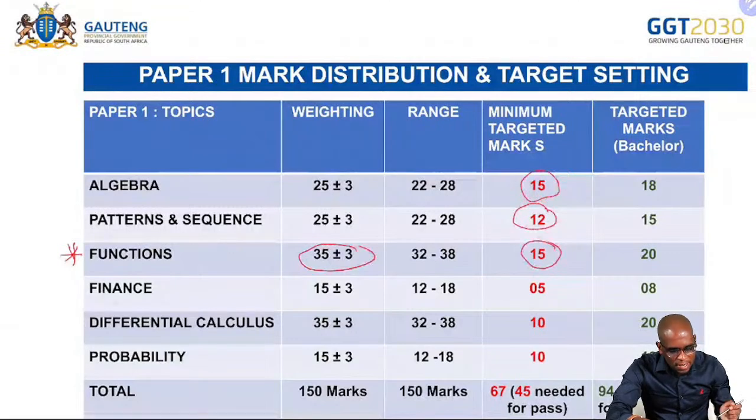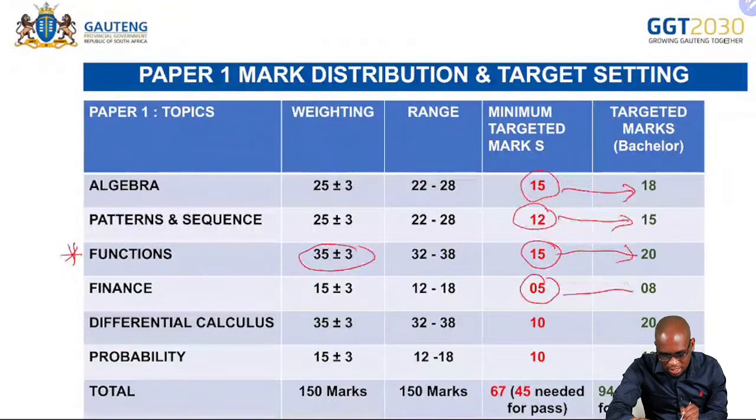And then we have finance, 15 with a variance of 3, which means that it would range between 12 and 18 marks. The minimum to aim for there is just the 5 marks. Remember, if you want a bachelor pass, then these are your minimum targeted marks, which means that you should aim for more than just the bare minimum in order for you to get 50% and above.